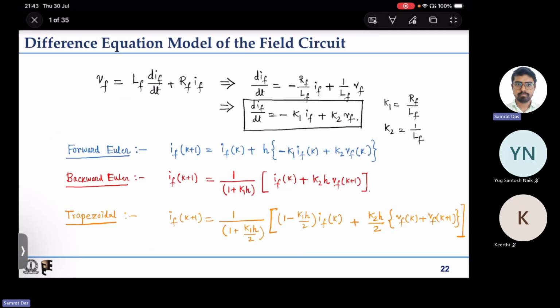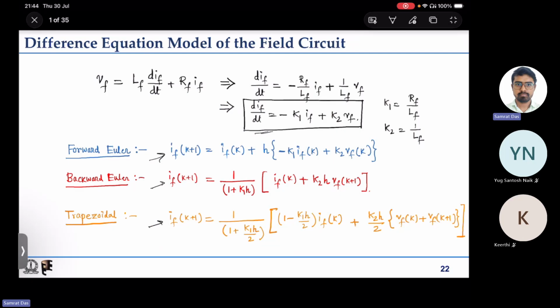Now we looked at the field voltage equation, and if that is expressed in state space form, it will be d(if)/dt equal to minus k1 if plus k2 vf, as shown in the box. If this is to be expressed using forward Euler, we derived this equation. Backward Euler, this is the equation. Trapezoidal, this is the equation.